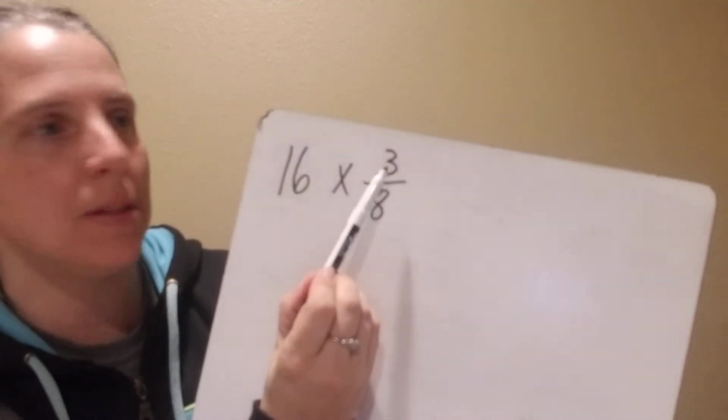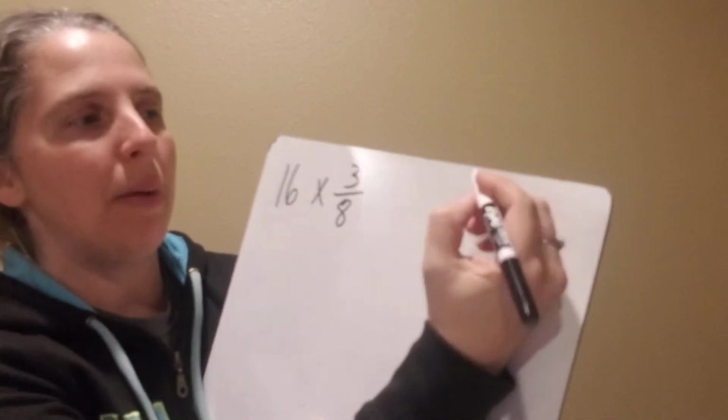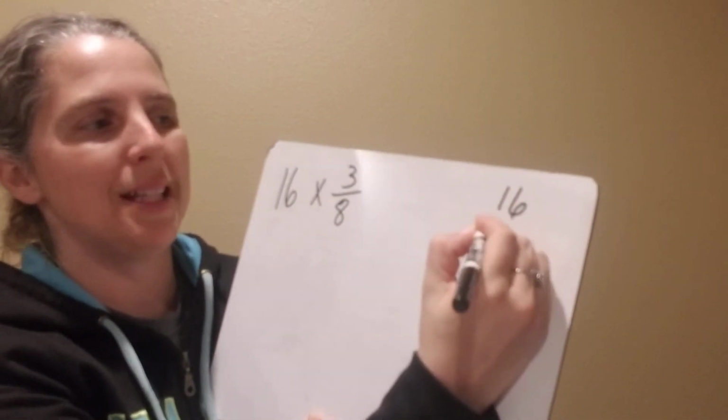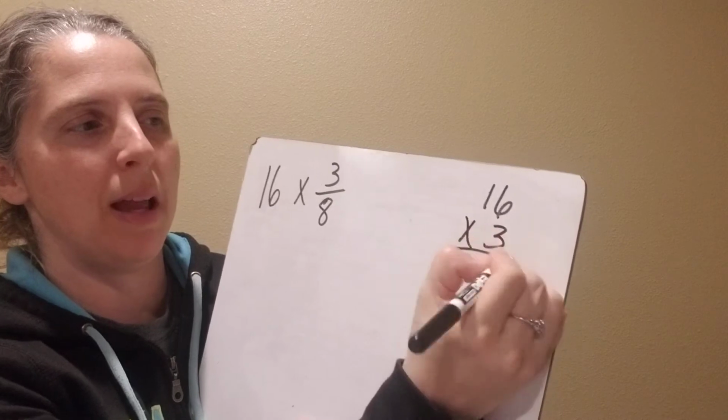C has a larger number. We're still going to do the same thing, we just might have to write it down a little different. So 16 times 3/8. Okay, so we're going to do the whole number times the numerator, but I'm going to do the work over here because I don't know 16 times 3 off the top of my head.